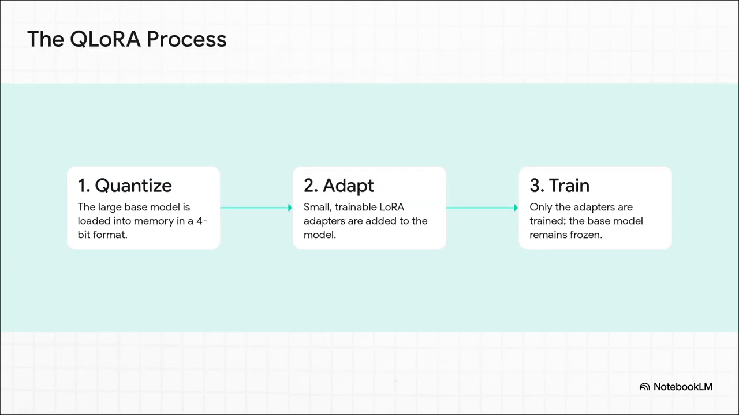Okay, so what does that actually look like in practice? It's a simple 3-step process. Step 1, we take that giant base model and load it into the GPU. But we quantize it. We shrink it down into a super efficient 4-bit format. Step 2, we bolt on these small, trainable LoRA adapters. And here's the crucial part. Step 3, we only train the adapters. The original model, all those billions of parameters, stays completely frozen. So we're not rewriting an encyclopedia, we're just adding a few, very precise, very smart sticky notes to it.